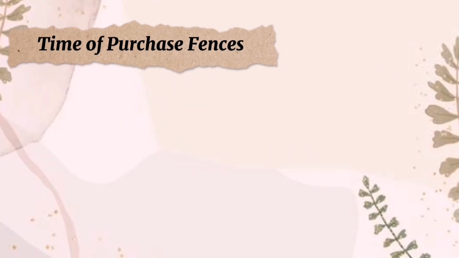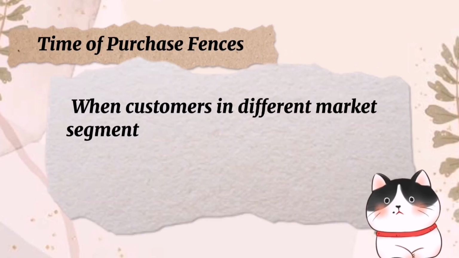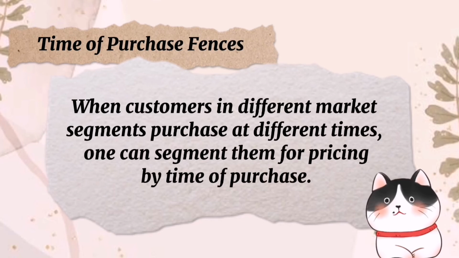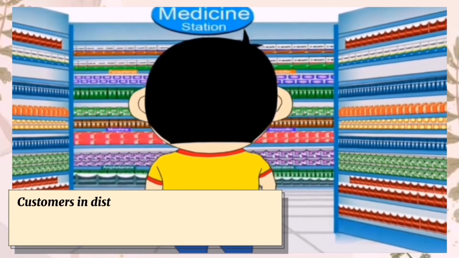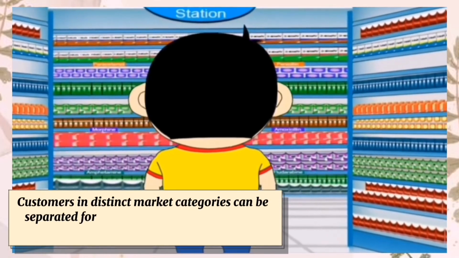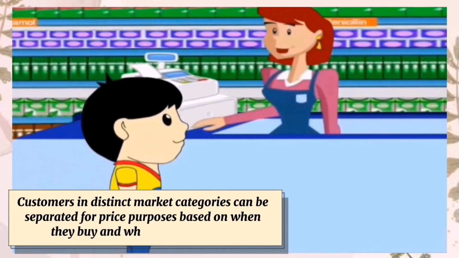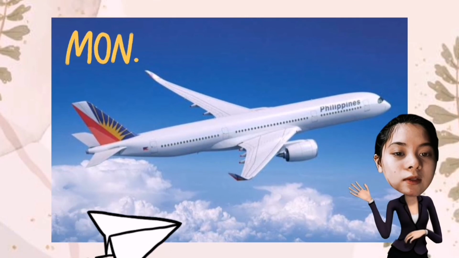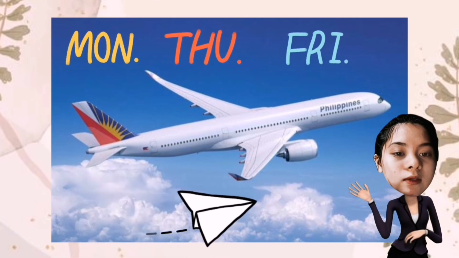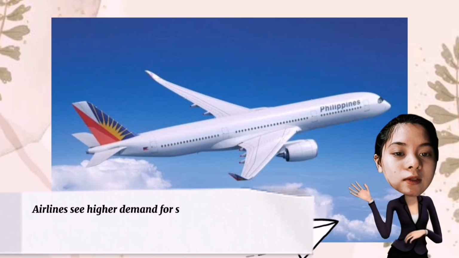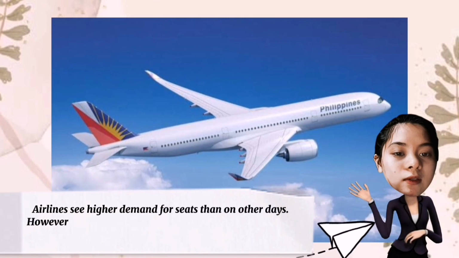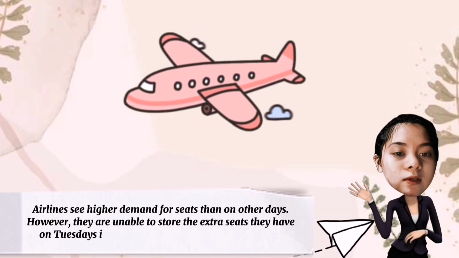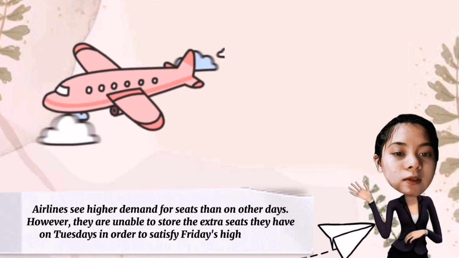Time of purchase fences. When customers in different market segments purchase at different times, one can segment them for pricing by time of purchase. Explanation. Customers in distinct market categories can be separated for price purposes based on when they buy and when they don't buy. Like airlines, on Mondays, Thursdays, and Fridays, for example, airlines see higher demand for seats than on other days. However, they are unable to store the extra seats they have on Tuesday in order to satisfy Friday's high demand.